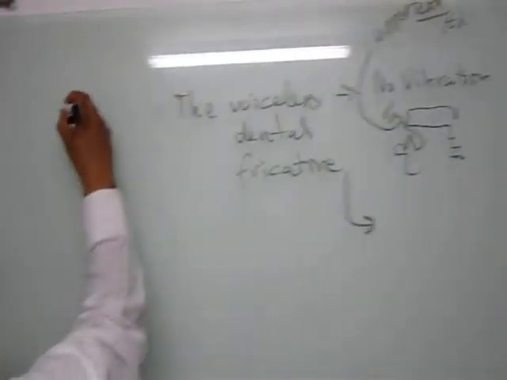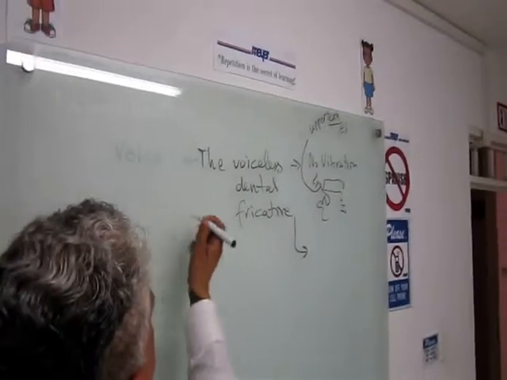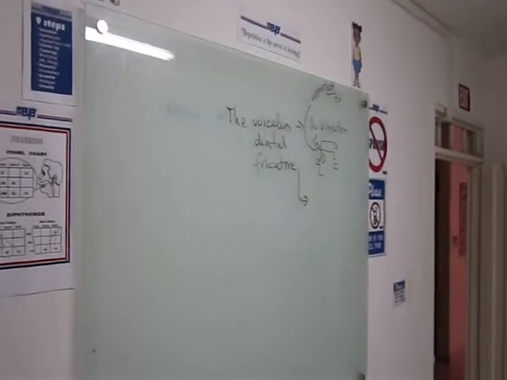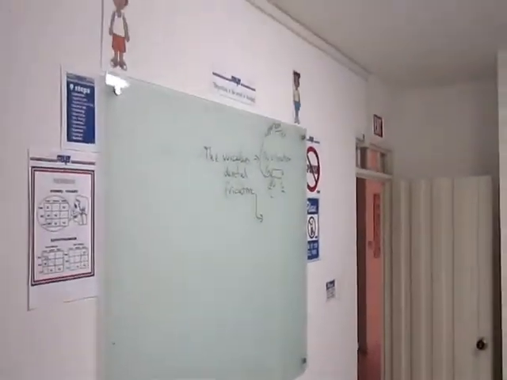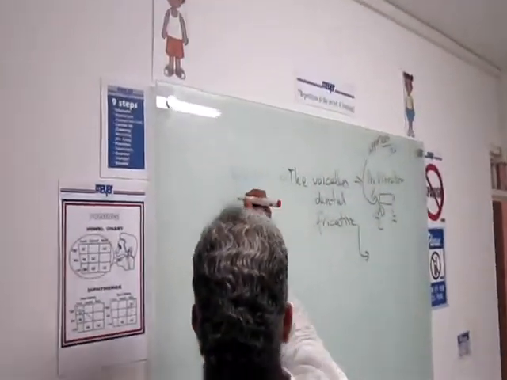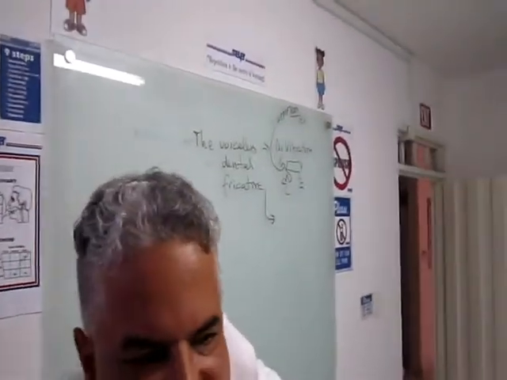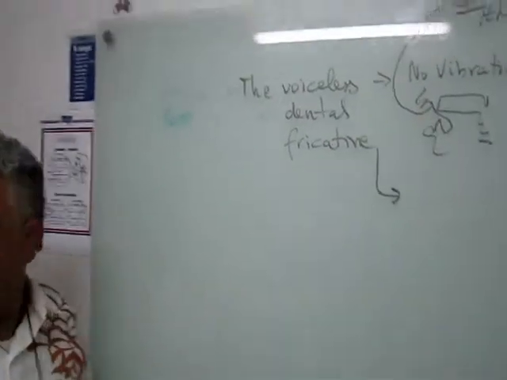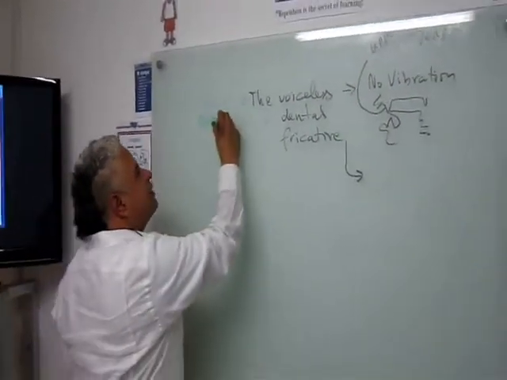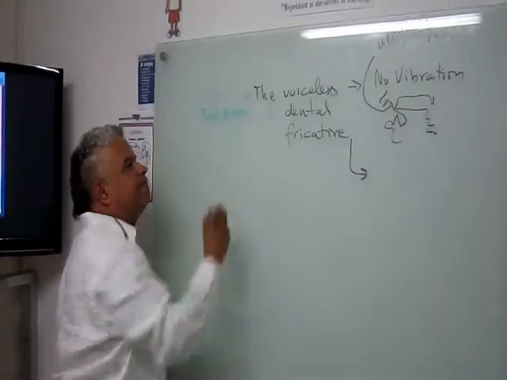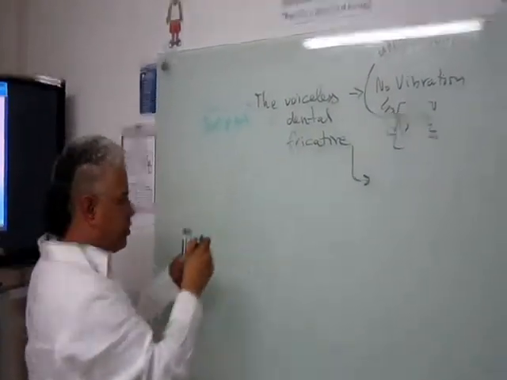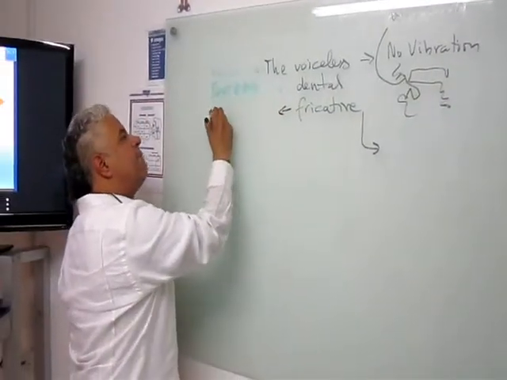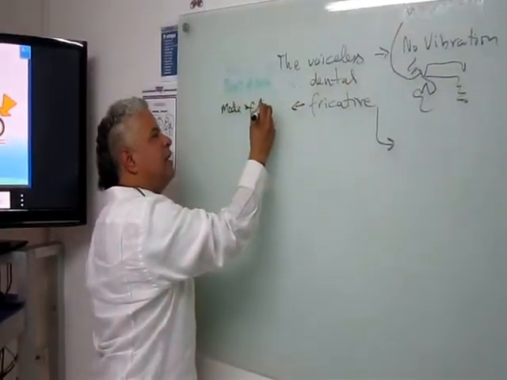This one refers to voice. This one refers to point of articulation. Point of articulation. These markers don't work very well, so for a teacher that is very frustrating. Dental refers to the point of articulation, and fricative refers to the mode of articulation.